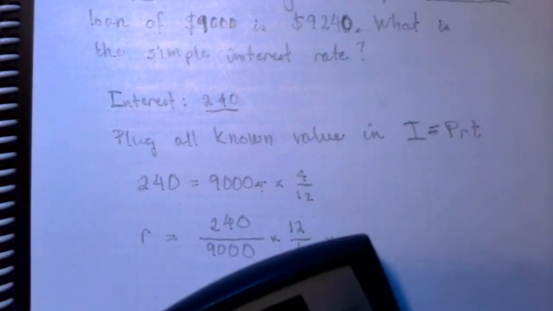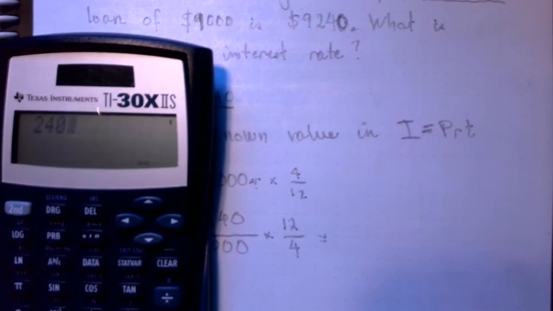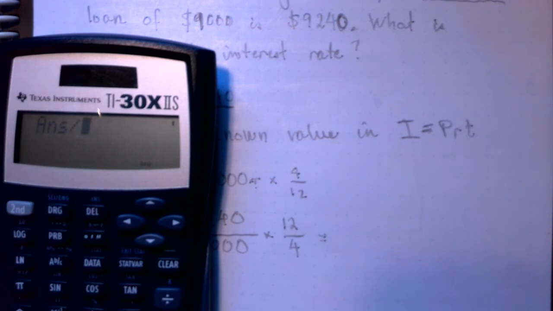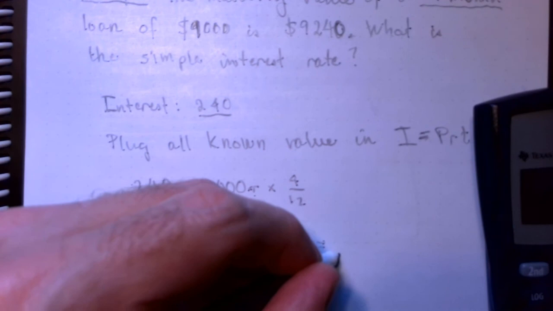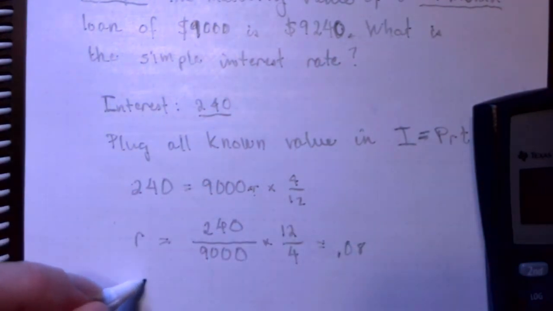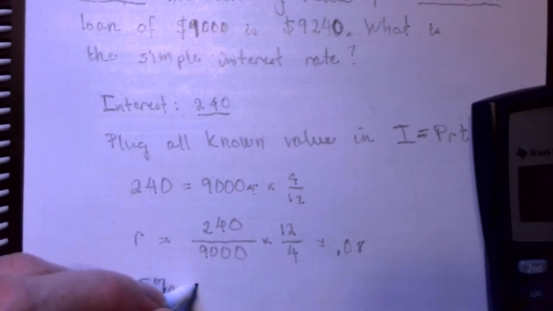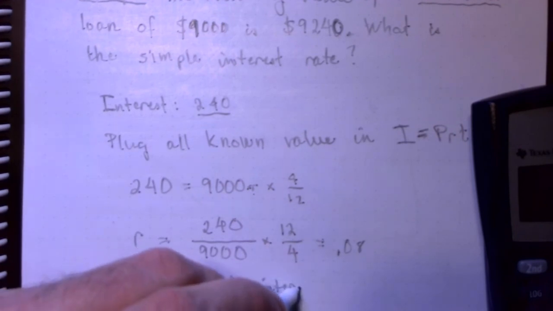So we crunch the numbers here. I'll just use my calculator. So what we're going to do is take 240, divide that by 9,000, equals, times 12 equals, divide by 4 equals. So when all is said and done, we get 0.08. So that is 8% simple interest.